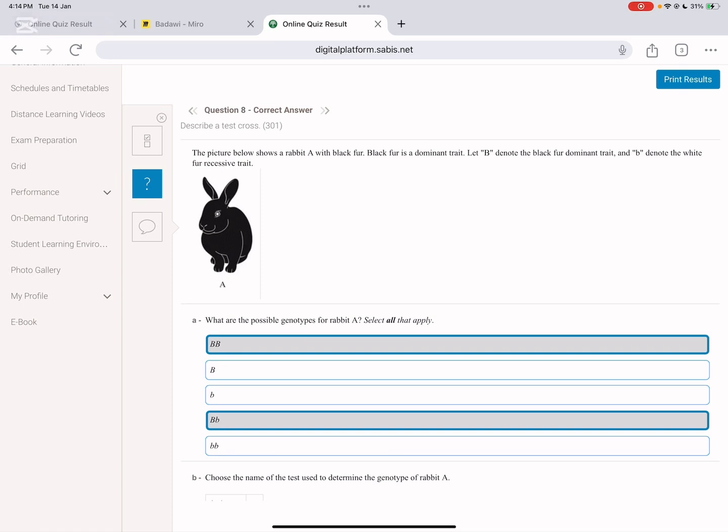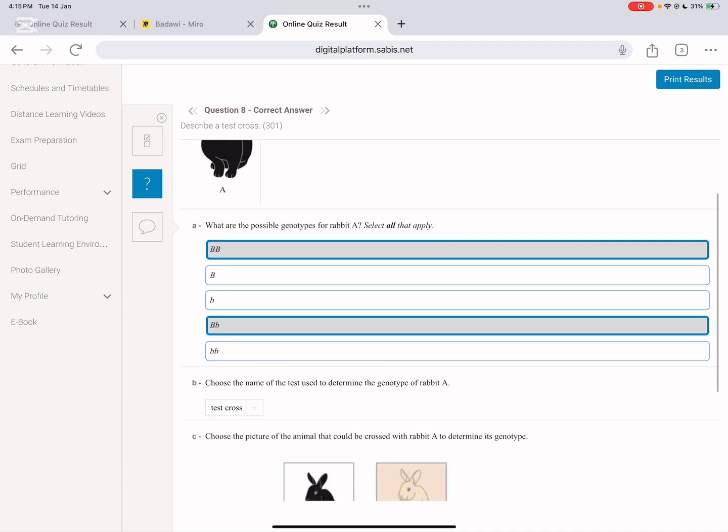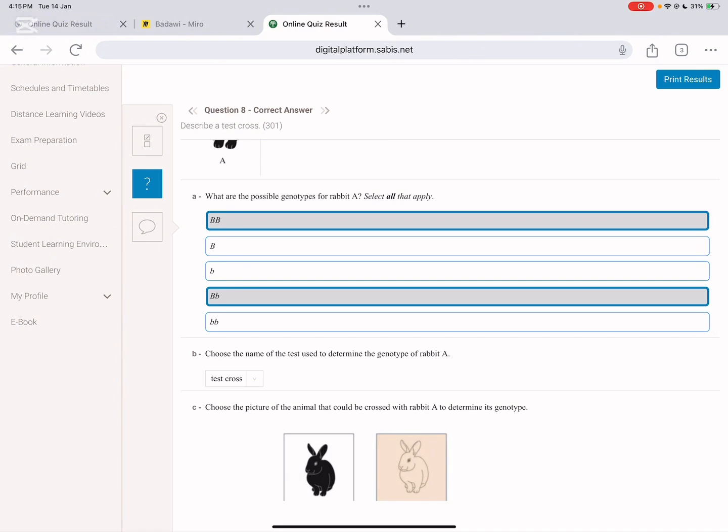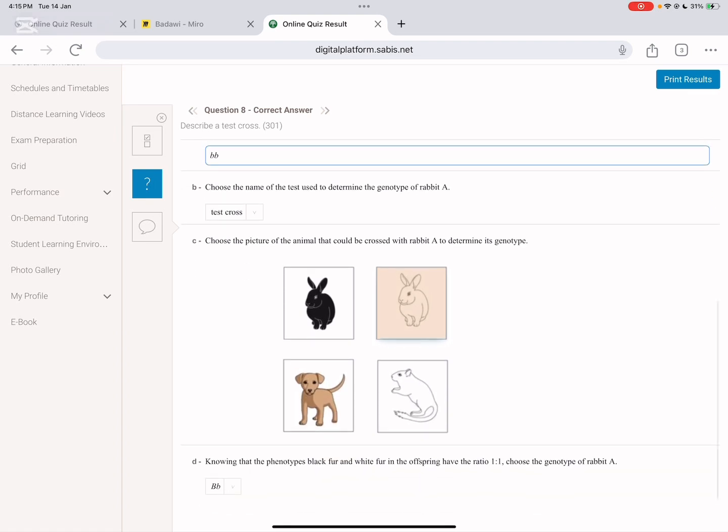What are the possible genotypes for rabbit A? Since rabbit A has black fur, it can either be homozygous dominant or heterozygous dominant. So we're going to choose 2 capital B's and 1 capital B with 1 lowercase b. Now, how do I find the genotype of the dominant phenotype? As we just explained before, we perform a test cross. And what do we test cross it with? We test cross it with a homozygous recessive, which is the white fur rabbit. And if I get a 1-to-1 ratio, I directly know that my dominant phenotype was heterozygous dominant, so I will choose capital B and small b.